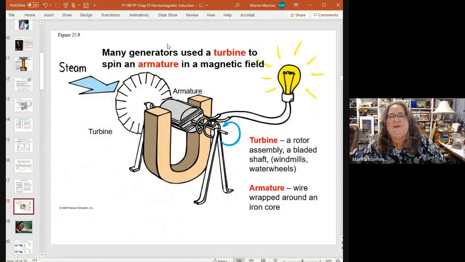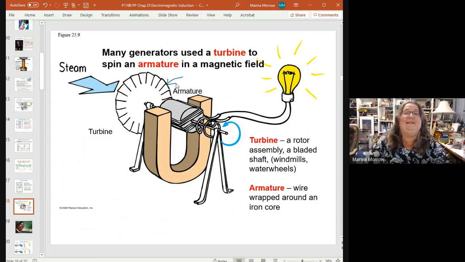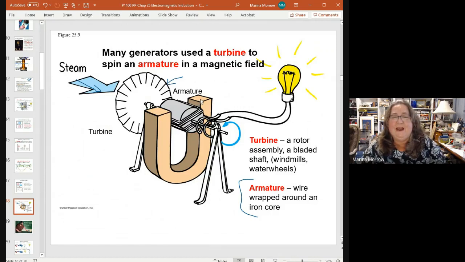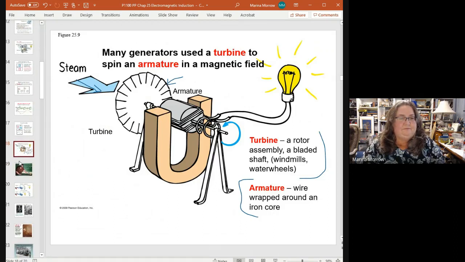So a turbine is a bladed, the fan blades. So except in this case, it's what the wind would catch for a wind generator, or you could have steam push on it or water, but that is going to make it rotate, right? So you've got steam or something coming through. And so that provides the mechanical energy, kinetic energy, and that makes the armature rotate. The armature is the wire coil, and it's usually wrapped around a soft iron core. And so that rotates and produces electricity. Okay, so turbines and armatures.